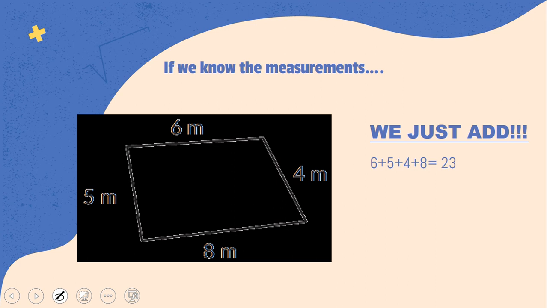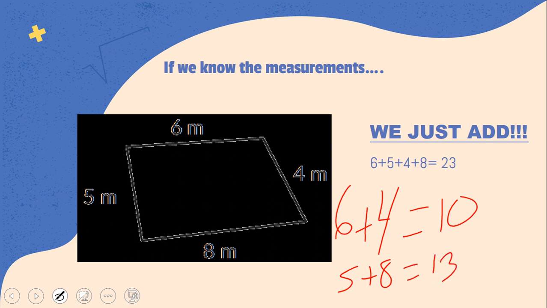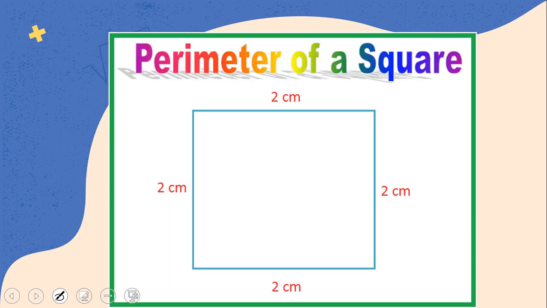So if we know the measurements, all we have to do is add. So we would just have 6 plus 4, which we know equals 10. And then we have 5 plus 8, which we know equals 13. And then we would add 10 and 13 together, which equals 23. Okay? So we would just add this side, this side, this side, and this side all together.